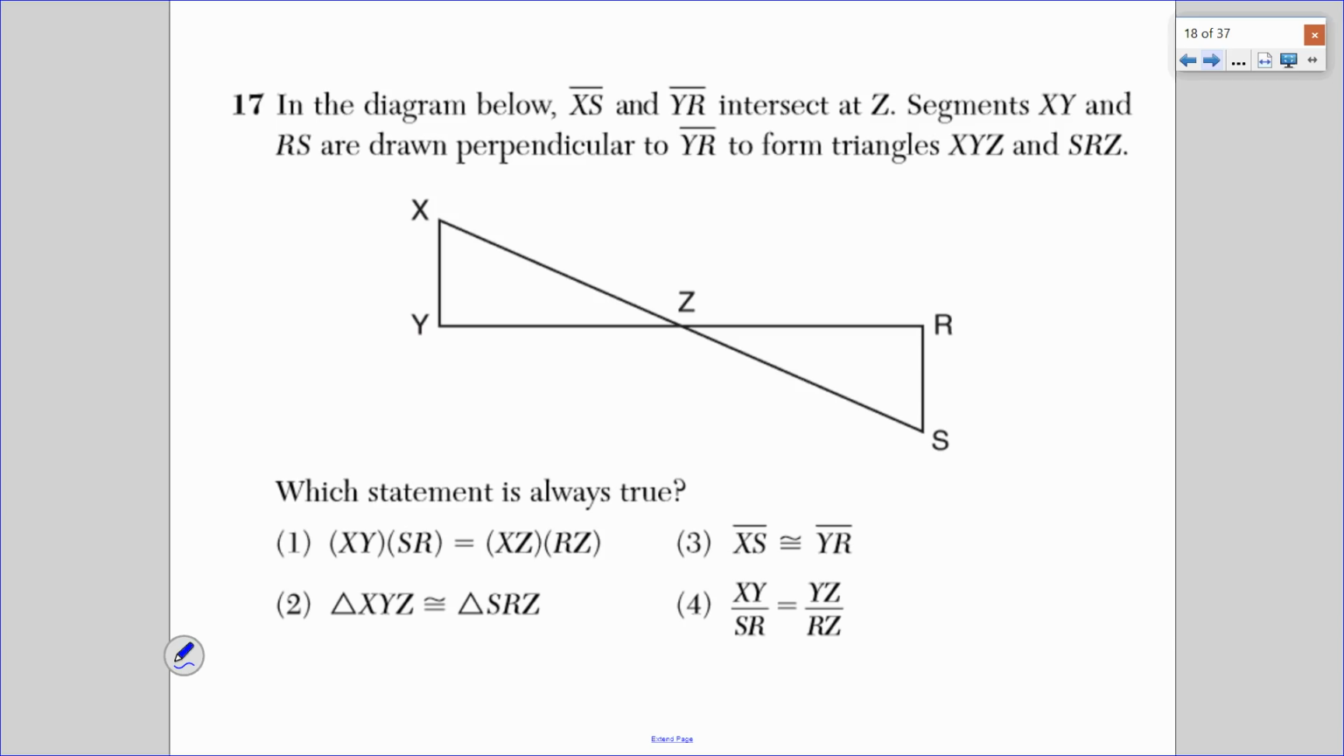In the diagram below, which statement is always true? Well, I shouldn't have said blah, blah, blah. I should look at this more clearly. In the diagram below, XS and YZ intersect. This is a proof question. I've got vertical angles. I've got perpendicular, so I've got right angles. Because I have angle-angle, I know that these triangles are similar.